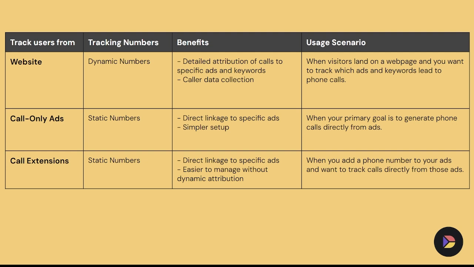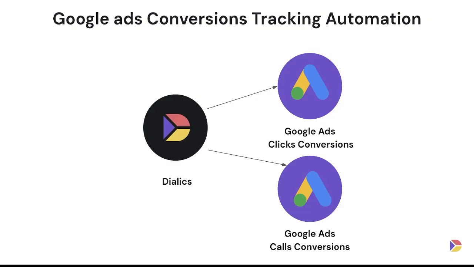On the other hand, if you're running call-only ads or using call extensions, static numbers are the way to go, as they are directly linked to specific ads and don't offer the same level of detailed attribution. In this video, we'll guide you through how to track phone calls from your website using dynamic numbers and sending back the call conversion to Google Ads.